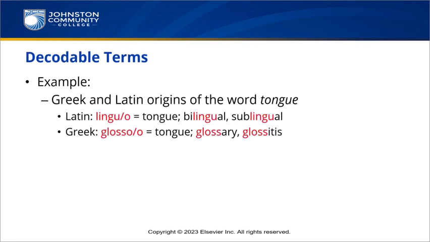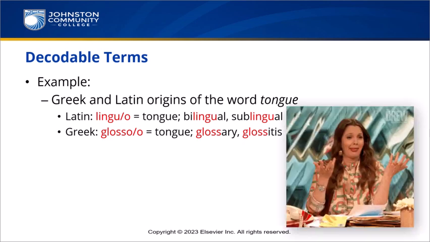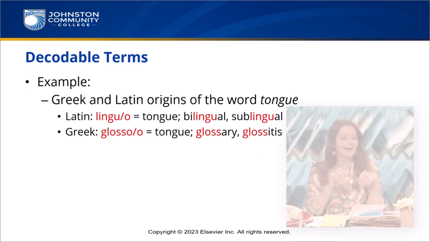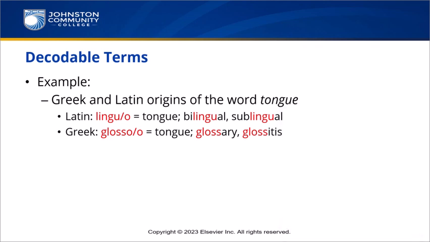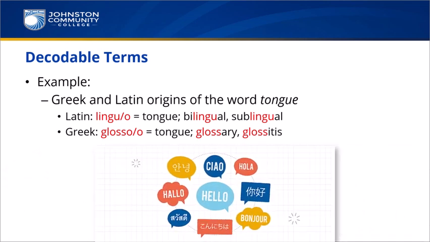Decodable terms. Most terms are from Greek and Latin, and many have been used for thousands of years. Let's look at some examples. Try to say healthcare terminology without moving your tongue. Kinda difficult, right? We need and have needed our tongues to communicate throughout time. The word language means a collection of words and rules for combining and pronouncing them for the purpose of communication and is derived from the Latin lingua, for tongue.